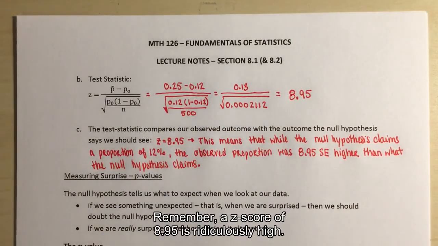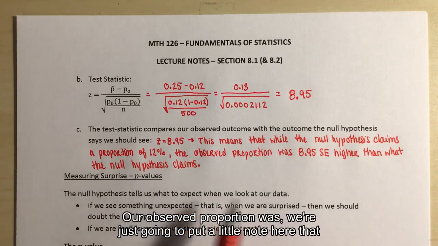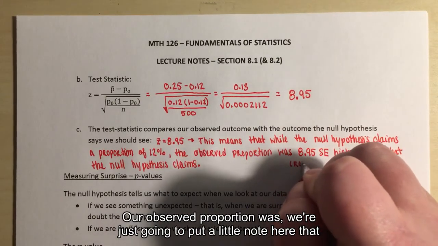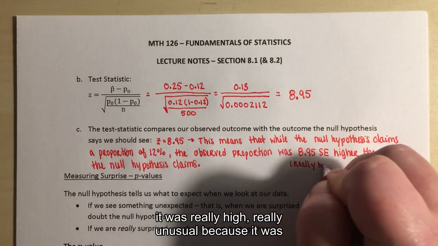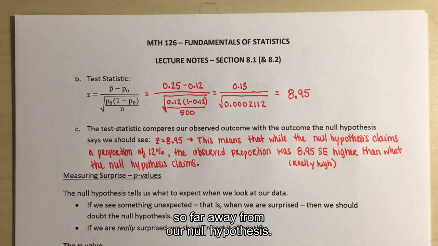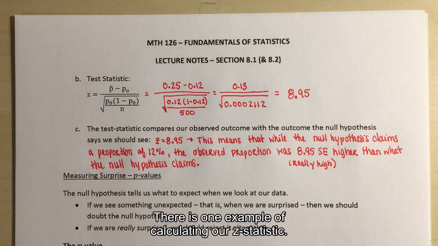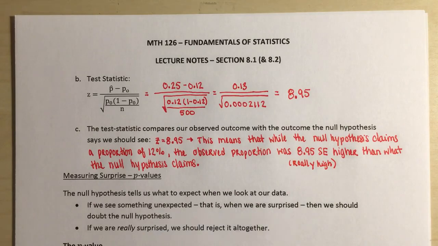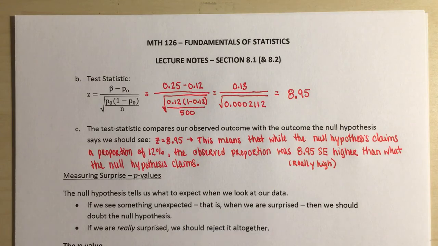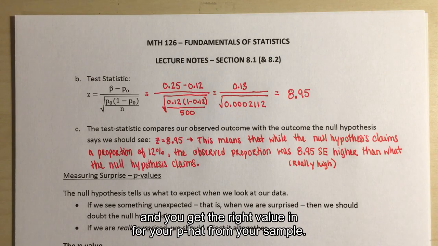And remember, a z-score of 8.95 is ridiculously high. So we're just going to put a little note here that our observed proportion was really high, really unusual, because it was so far away from our null hypothesis. So there is one example of calculating our z statistic. The biggest thing to watch out for here: make sure you get your P naughts in the right place and you get the right value in for your P hat from your sample.